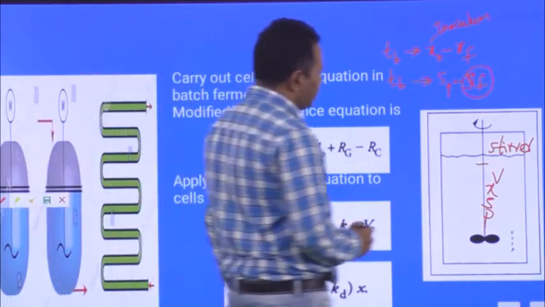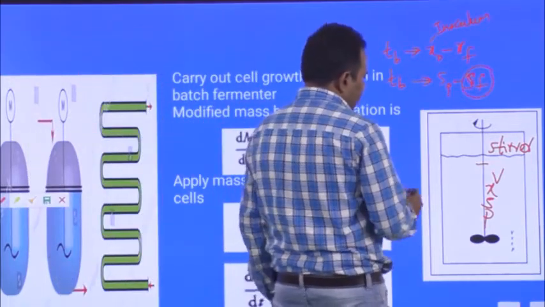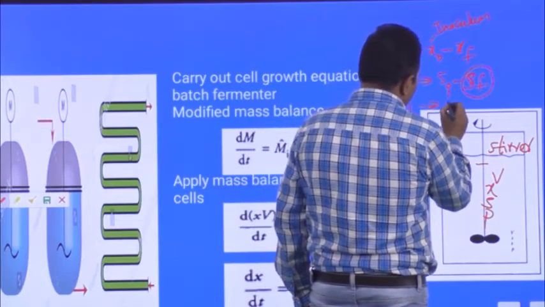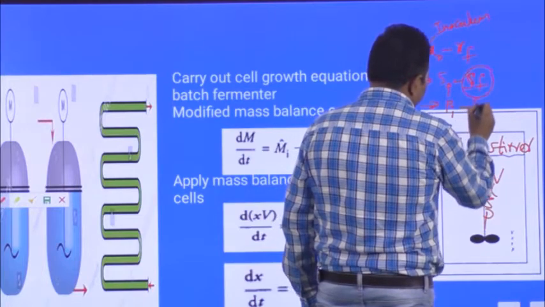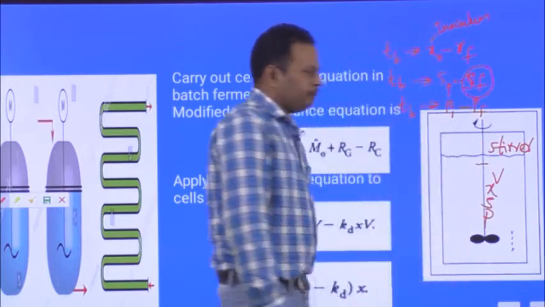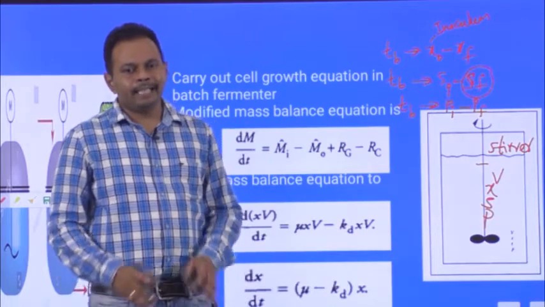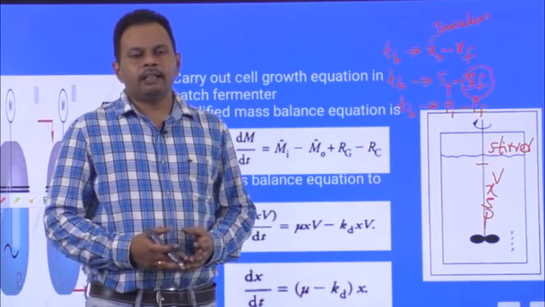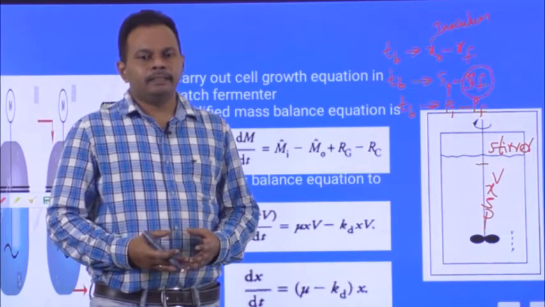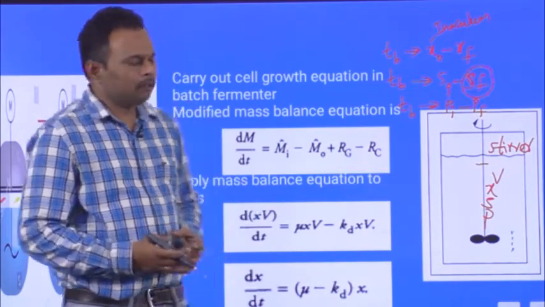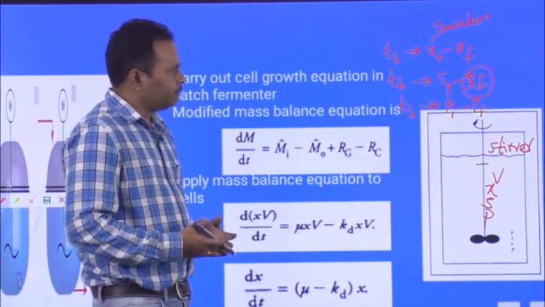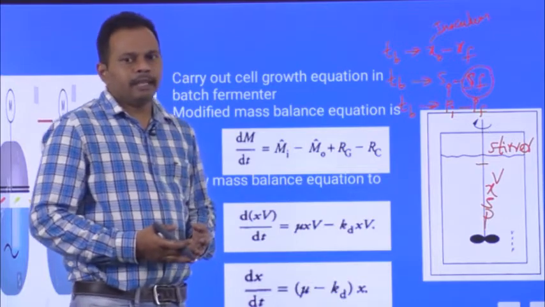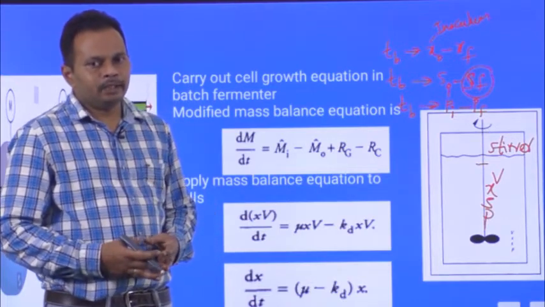And similarly, when you do the mass balance over the product around the batch fermenter, you can find out the batch time required to increase the product concentration from Pi to PF. But practically, the Pi is 0. Initially, before the start of the biological reaction, the concentration of the product within the reaction mixture is practically 0. But when you do the mass balance over the product, you can find out the batch time required to increase the product concentration from Pi to PF.